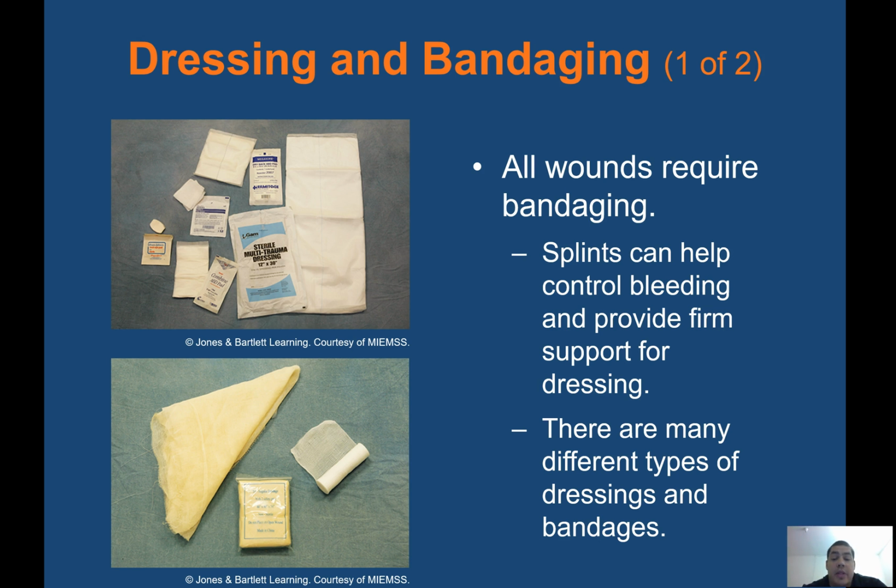So all wounds require bandaging. Splints can help control bleeding and provide firm support for dressing. There are many types of dressings and bandages. So you have pictures of them here. Multi-trauma dressing looks like an ice pack up here. You've got your 4x4s, a little bit larger ABD pads, your abdominal pads, and then your rolled gauze. So once you put a sterile dressing on or a 4x4, you could actually wrap this around the dressing to help keep it in place.